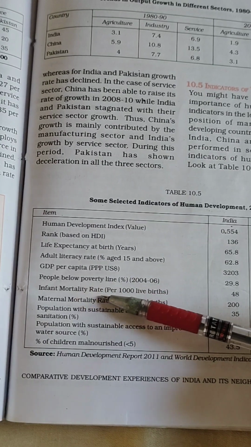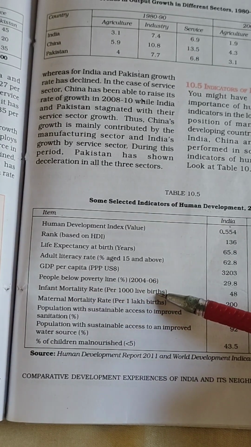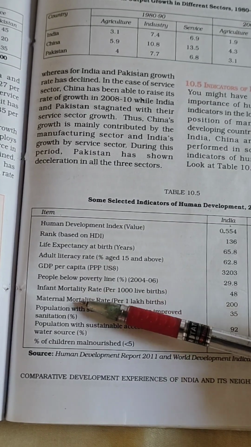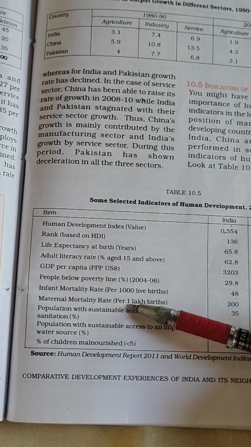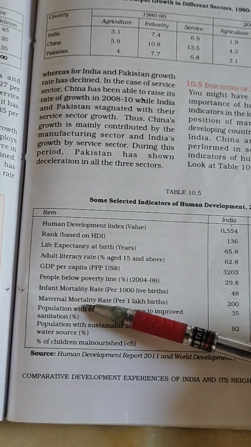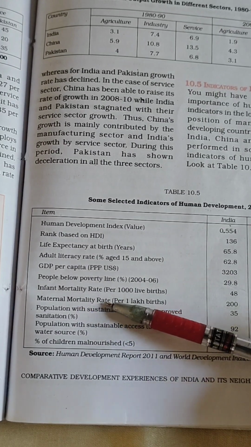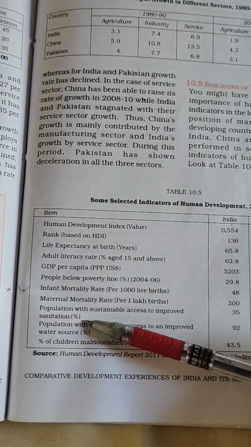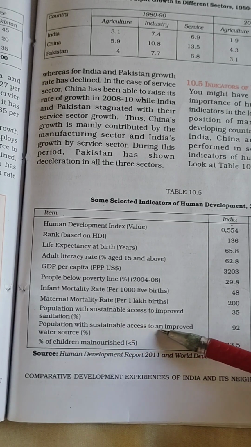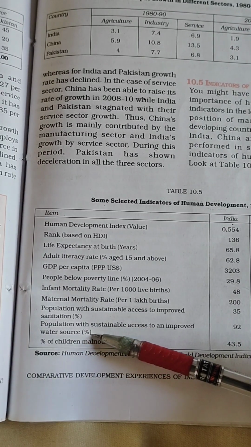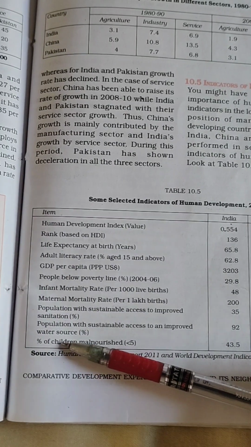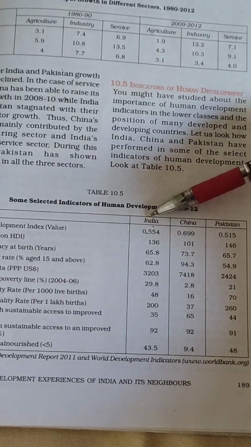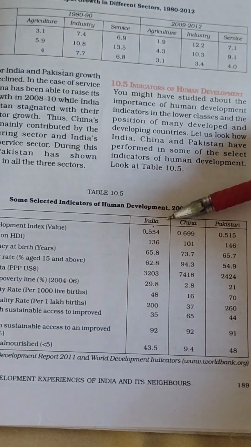2004-2006. Infant mortality rate per 1,000 live births. That means how many people die as infants. Then maternal mortality rate per 1 lakh births: how many women die after giving birth? Then population with sustainable access to improved sanitation in percentage, population with sustainable access to an improved water source in percentage, and percentage of children malnourished below 5 years. Okay, so all of these select indicators we will study.